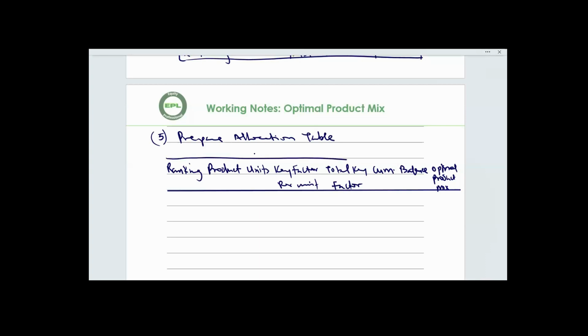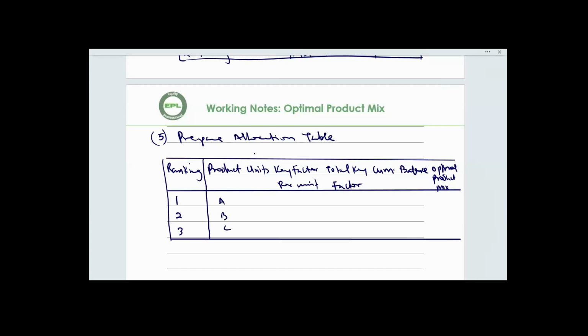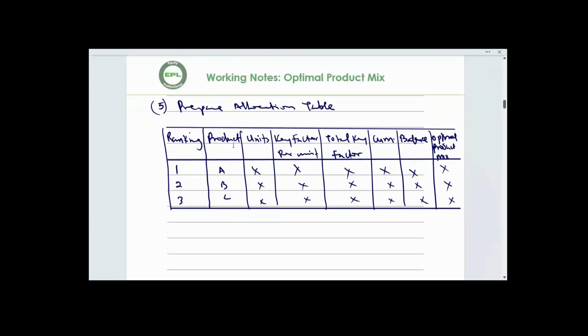But where there is minimum allocation, there will be 2 different allocations. So rank 1, rank 2, rank 3, for example. So for each product, let's say this is product A, product B, product C. So you appreciate it more when we have live questions to demonstrate all of this. Just put all of this there. So this is the format for allocating the limited scarce resources.